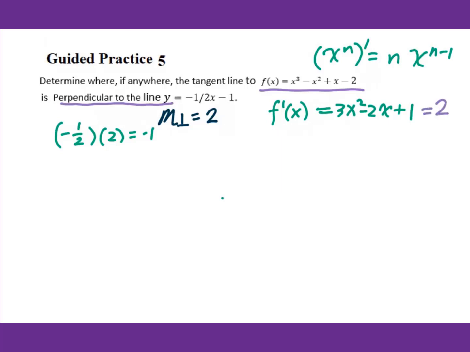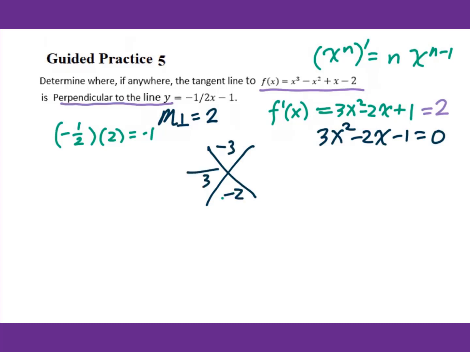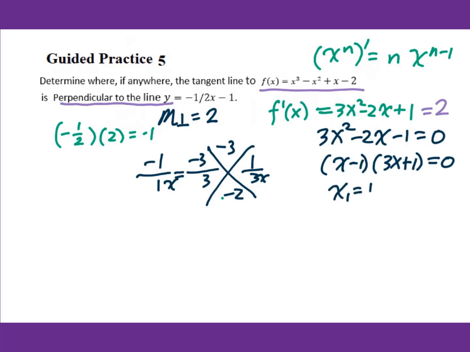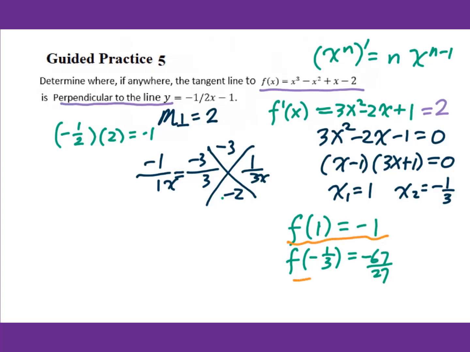Then set it equal to this 2. Since this is a quadratic equation, try to get it equal to 0 by subtracting 2 from both sides, that's minus 1. Then do the ninja x: -3, -2 over 3 over 3. So negative 3, 1. You will get, after reducing, x minus 1 and 3x plus 1 equal to 0. So you get x1 equals 1, x2 equals negative 1 over 3. Then you need to plug back into f of 1 and also f of negative 1 over 3. We put it into the calculator, and you will get f of 1 equals negative 1. f of negative 1 over 3 equals negative 67 over 27.